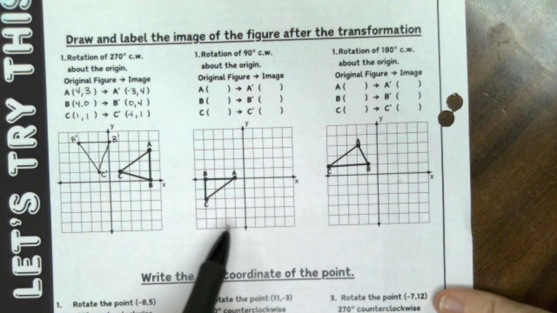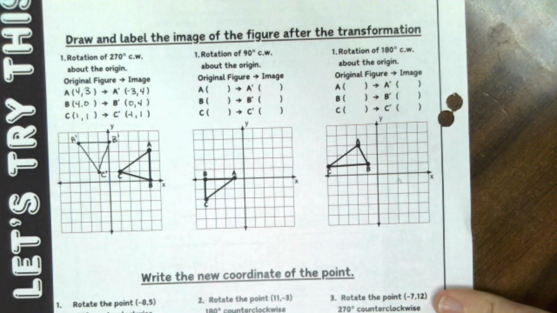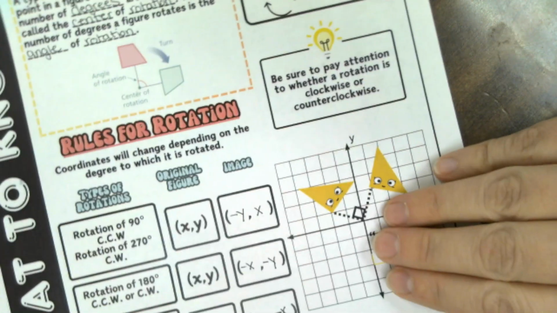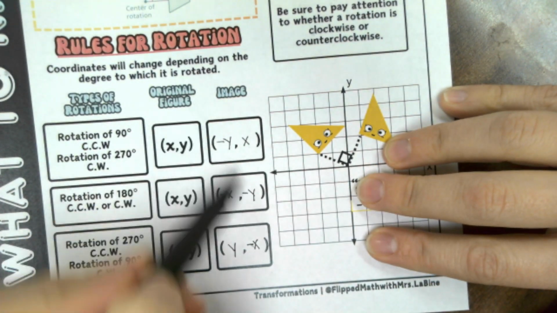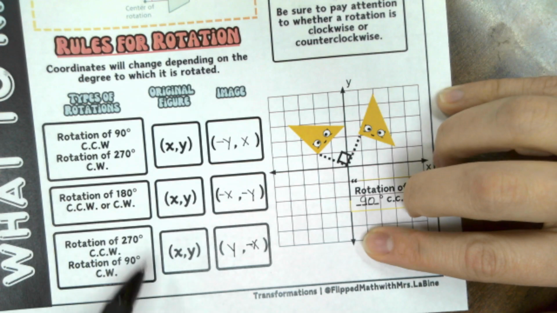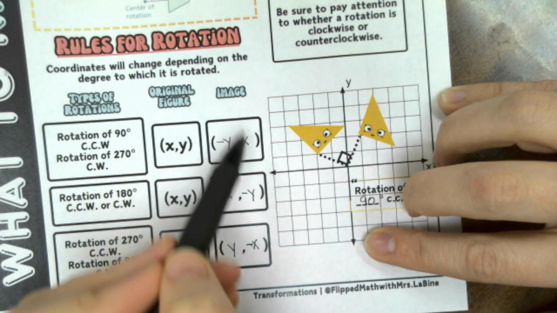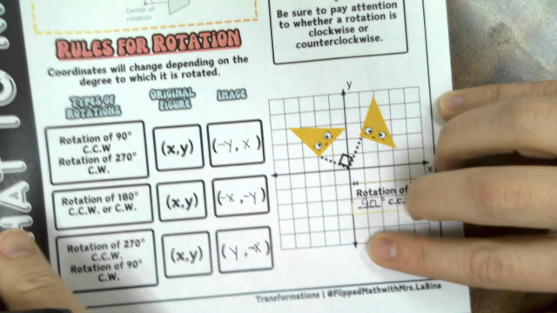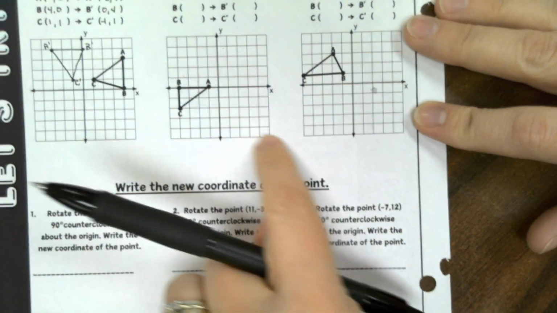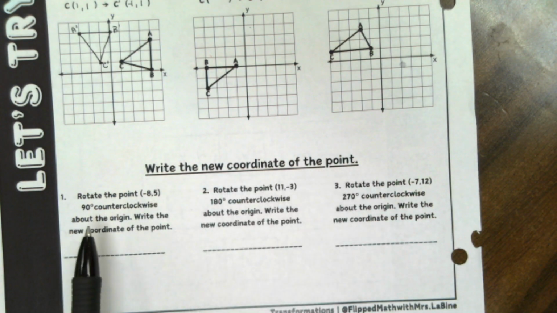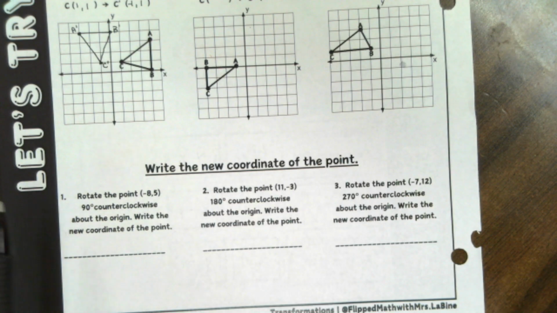Okay, so you're going to do the same thing. Remember, if you don't remember what the original figure changes into for the image, that's why you have the formulas here on the front, so you can see the rules for rotation. Come back here, check to see what I'm supposed to change my original figure into to make it an image, and then you can answer these questions. This bottom one says write the new coordinate of the point. You're going to have to use those same formulas on the front.